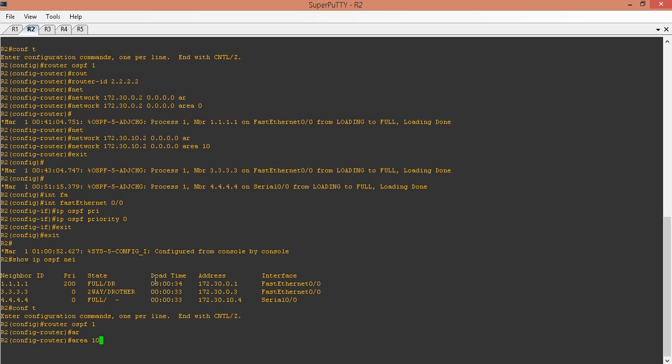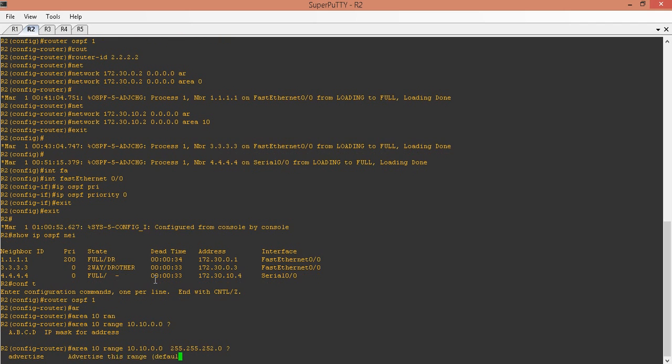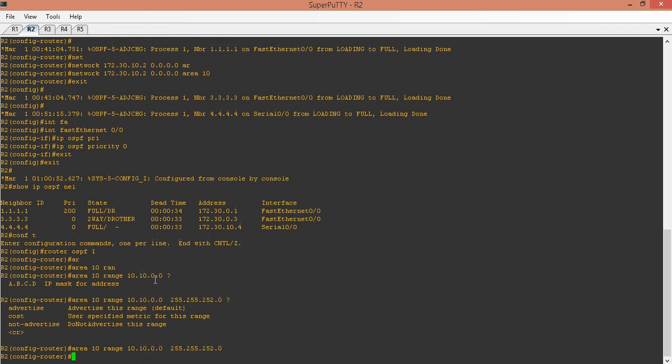So area 10, range 10.10.16.0, and the subnet mask, this last /22, is 255.255.252.0. Okay, so that's it. That is our summarized network.